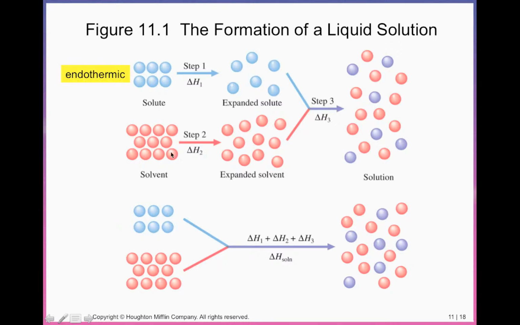And then we have the same thing happening with the solvent. We got to separate them a bit, make room for them to mix together, and that process is also endothermic. Now, the third step over here is when they mix together and they kind of bond a bit together. That process is exothermic. Now, all we ever see is the sum of these three processes, endothermic and exothermic.